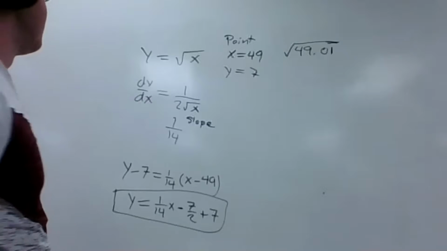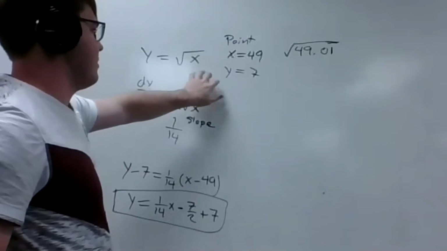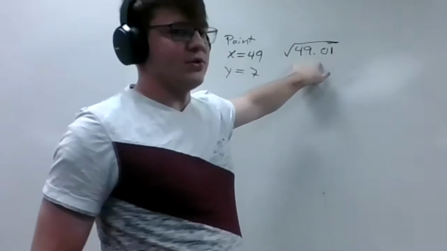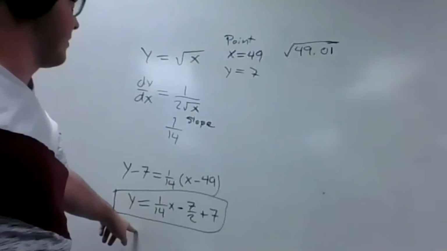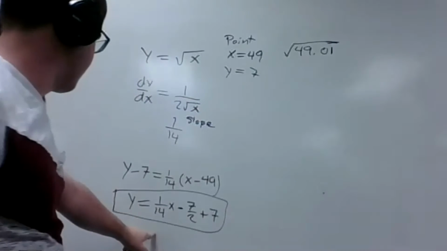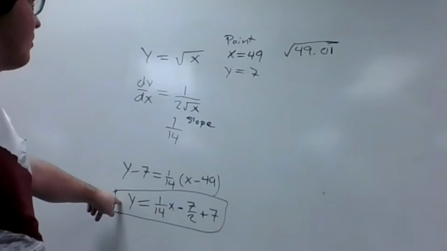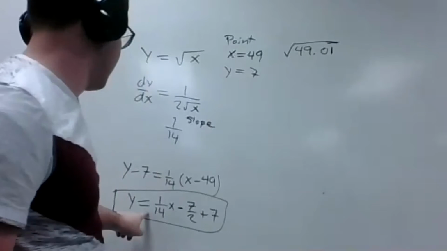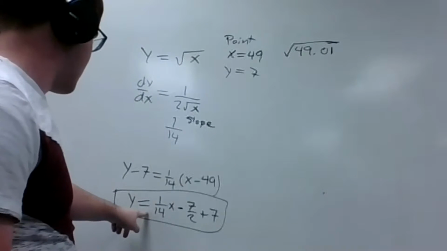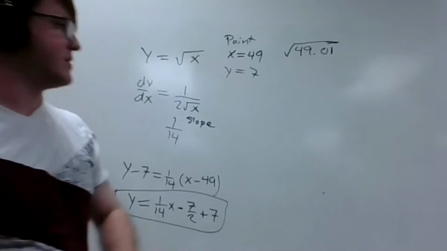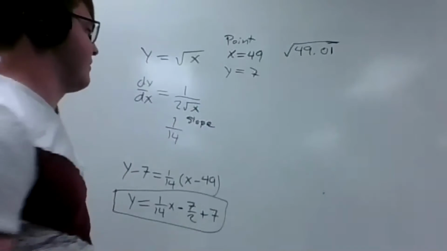So if we didn't have a calculator, then this would be really hard to do, right? Doing the square root of 49.01 without a calculator. So this is basically how we do it without a calculator. It's the same process, but now when we get down to this problem, we're just going to plug our 49.01 into our equation. And that's going to give us an approximation of what this equals. That's basically how it works.